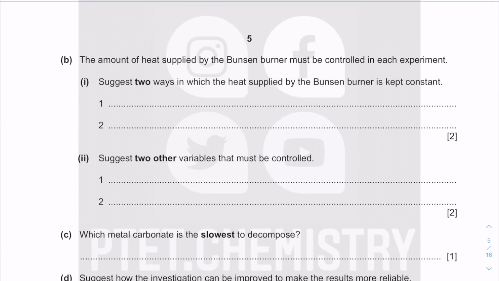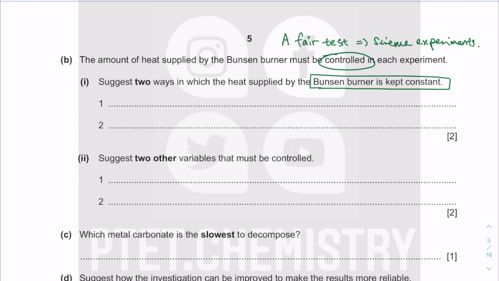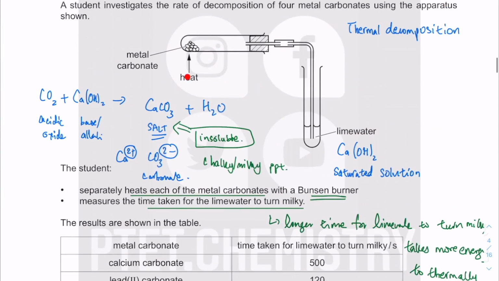Next bit, the amount of heat supplied must be controlled. If some of them you heat a bit strongly, some a bit less strongly, then it's not really a fair test. This is to ensure a fair test. In any science experiment, a fair test ensures that other people doing the same experiment would consistently get the same result. So how can you ensure that the Bunsen burner heat is kept constant? If you heat it from here, then you must maintain heating it from here. So maintain the same distance between the tube and the fire itself.